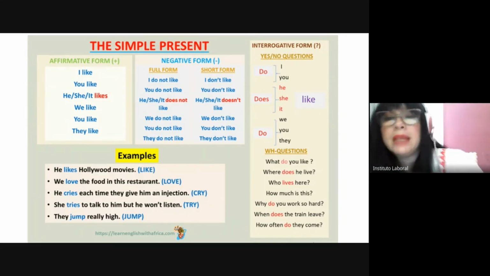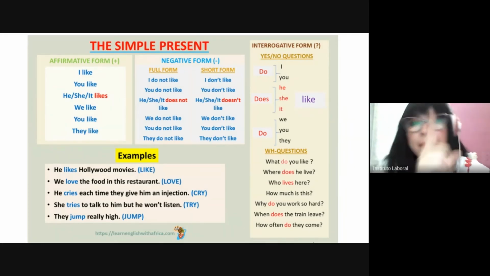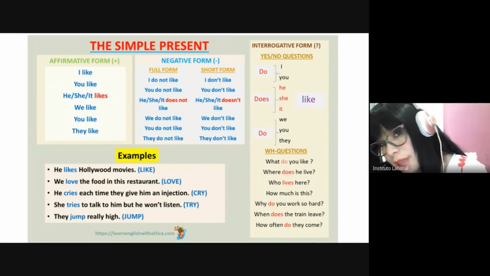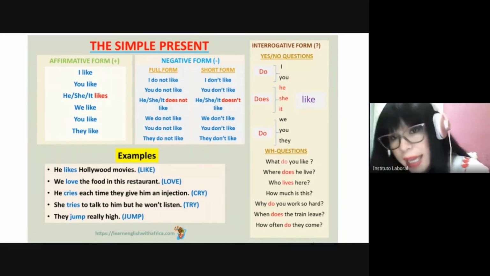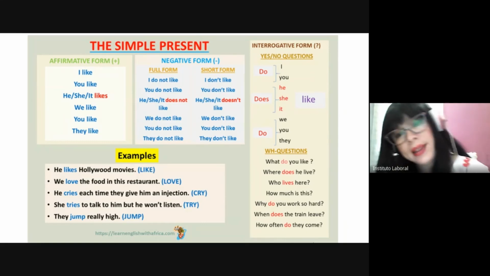Para la forma interrogativa, nuevamente utilizamos lo que es el auxiliar. Y el auxiliar pasa a la primera posición. Do I like you? Do you like? Does she like? Does he like? Does it like? Do we like? Do you like? Do they like?